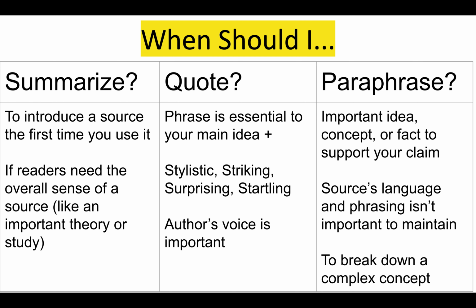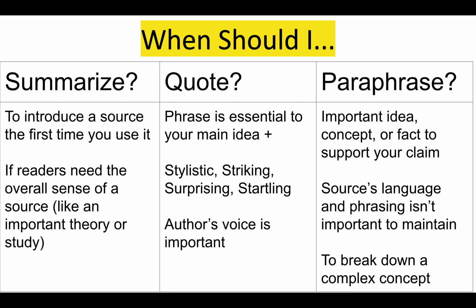However, we really want to avoid over-quoting. A lot of times, instead of using the author's exact words, we want to paraphrase, which means to take a key idea and put it in your own words. However, we still cite it. All of these types of source usage are still cited. So we choose to paraphrase when it's an important concept or fact, but the way it's phrased in the source isn't particularly intriguing or interesting. So the language of the original source isn't really important to maintain. Paraphrasing can also help us break down a complex concept by putting it into words that are more simple and easier for the reader to understand.